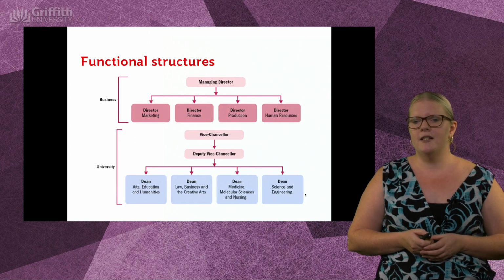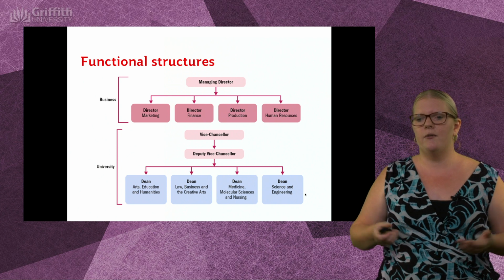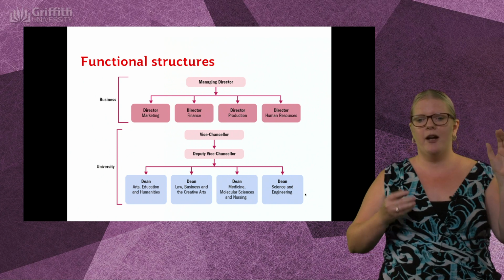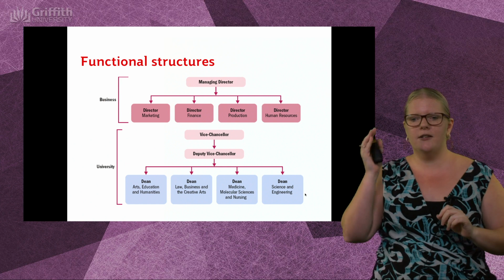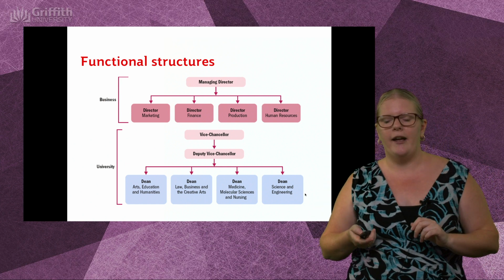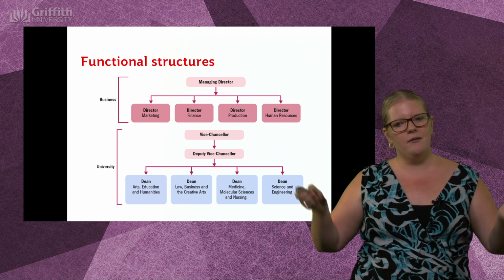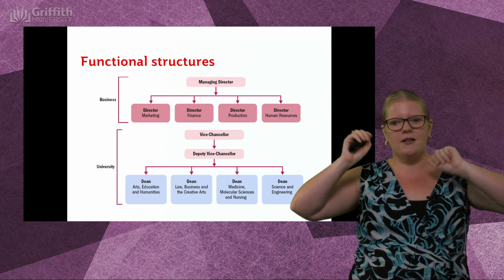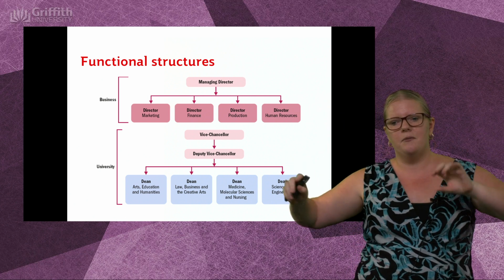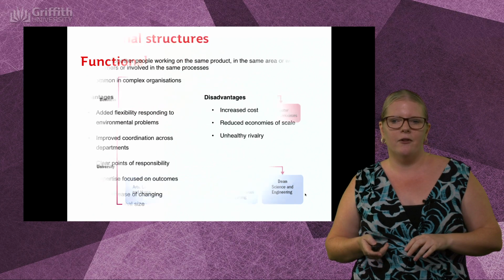So within organisations, this is what a functional structure looks like. So we have a managing director, and then we might have a director of marketing, director of finance, director of production, director of HR. Or in the university system, we have a vice chancellor, a deputy vice chancellor, and deans for each of the business schools. And we work our way down through there.